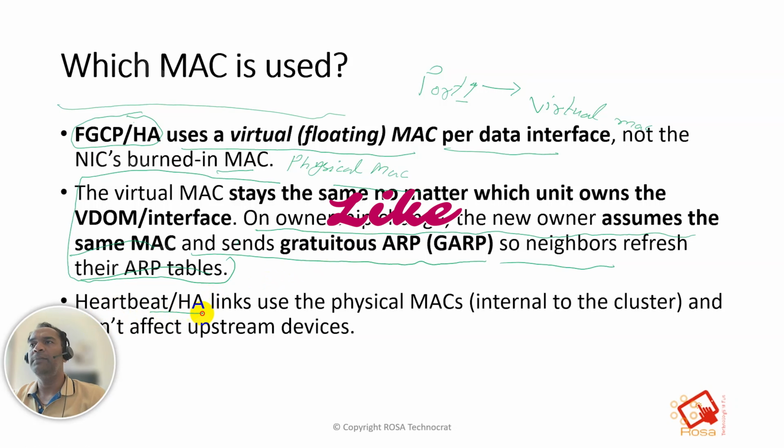Then we have Heartbeat/HA-Link, which uses the physical MACs, because these interfaces do not participate in the HA and are only used for the heartbeats. So HA links or the heartbeat links use the physical MACs and they are internal to the cluster and don't affect the upstream devices.